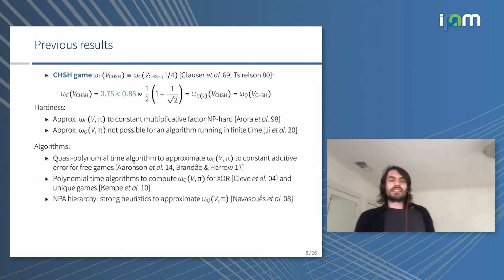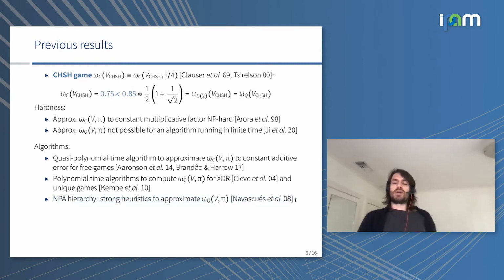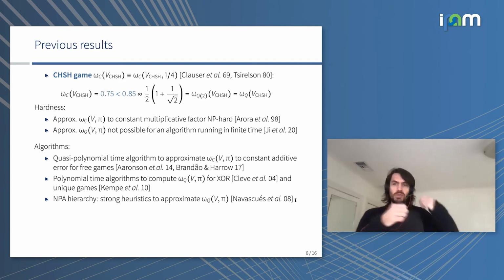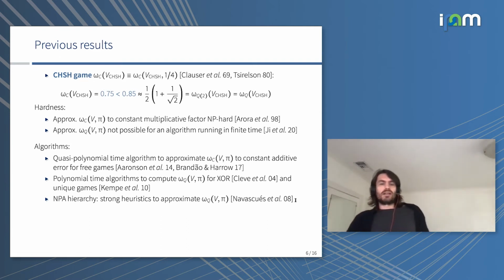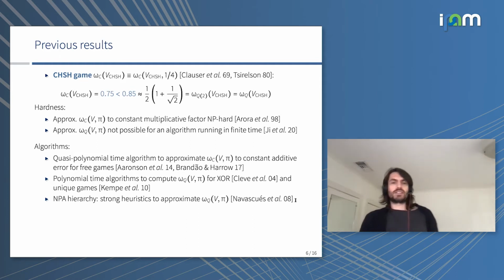And so what this NPA hierarchy does is it gives you a way of generating outer bounds or upper bounds on this maximum winning probability. So it basically gives you a way to benchmark how well your strategy, that you might have come up with as a good educated guess, is actually doing. Nevertheless, in general, it's not computationally efficient, or one cannot prove that it's computationally efficient, to evaluate these upper bounds.